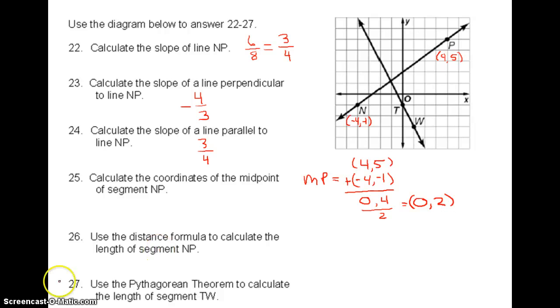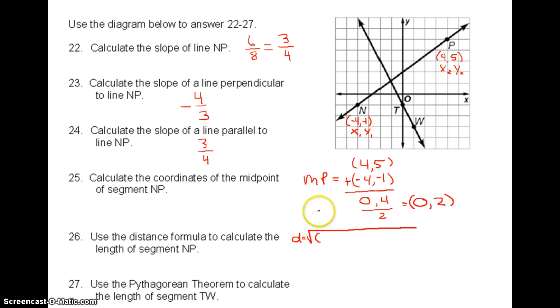Now, use the distance formula to calculate the length of segment NP. Okay, again, we're going to use the same coordinates. This time we're going to use the distance formula. So distance equals square root of x sub 2. Let's go ahead and label these x sub 1, y sub 1, x sub 2, y sub 2.